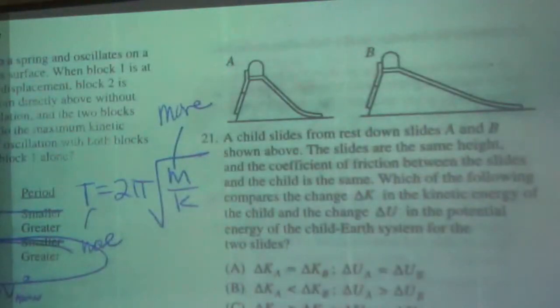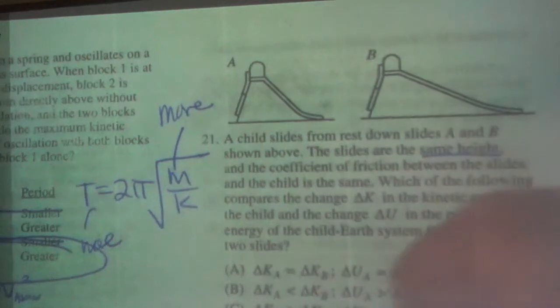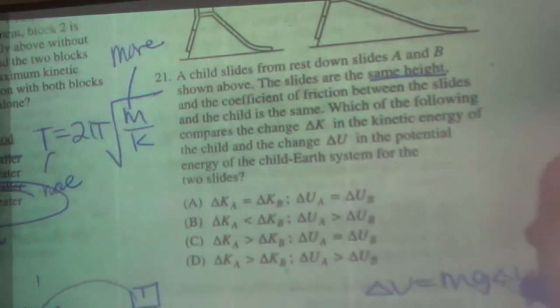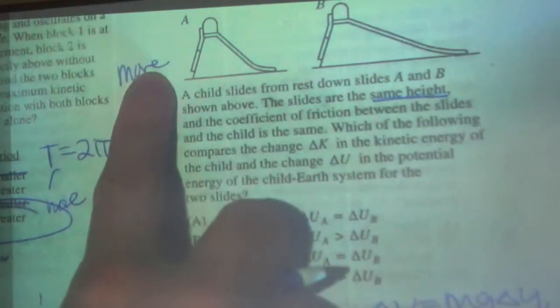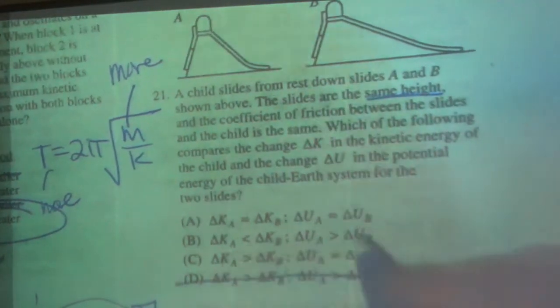A child slides from rest down slides A and B. The slides are the same height and the coefficient of friction is the same. Which of the following compares the change in kinetic energy to the change in potential energy of the child-Earth system for the two slides? So let's start with change in potential energy, because change in potential energy is just mg delta y. Here it says that the slides are the exact same height, so this one is losing the exact same amount of potential energy as this one is losing. So the potential energy change for A and B would be the same.